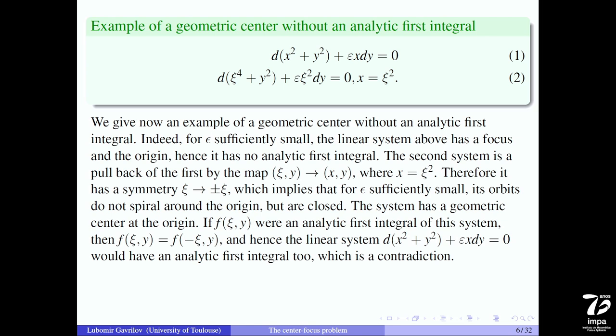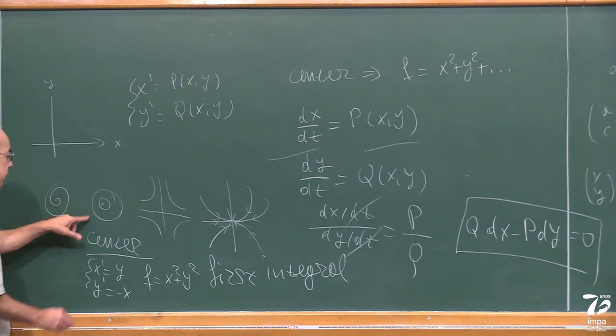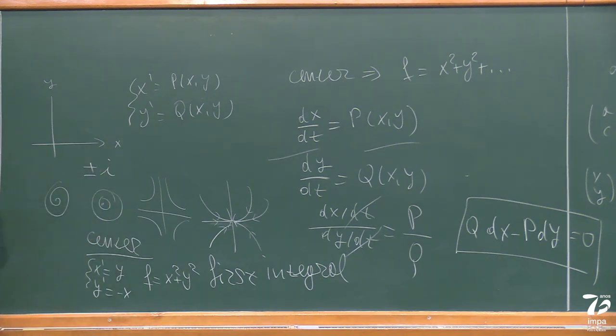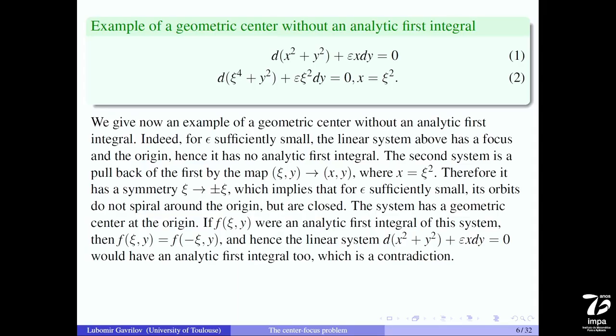So let us see the first equation. Of course, you recognize that this is a linear differential equation. So we know everything because you can check what are the eigenvalues. For instance, we notice that the center here corresponds to eigenvalues which are plus minus I, that is to say the ratio of the two eigenvalues is minus 1. If it is not minus 1, it will not be a center. So we know everything. And we can check easily that it is not a center, this linear differential equation.